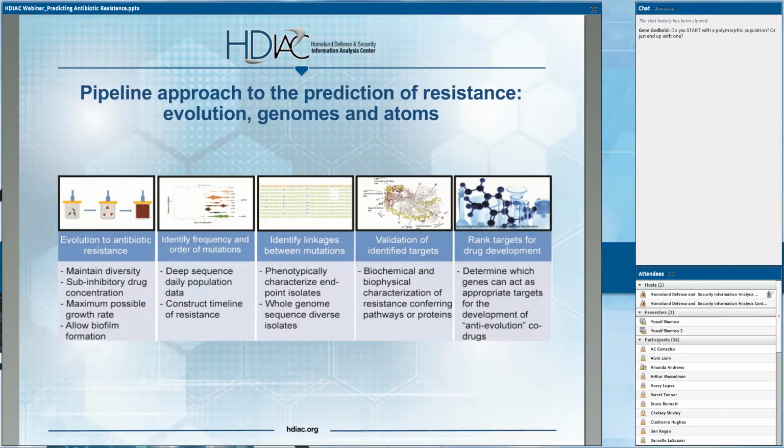So the way the pipeline works in my laboratory, in these boxes here, is that we use experimental evolution to generate populations of cells with drug resistance.